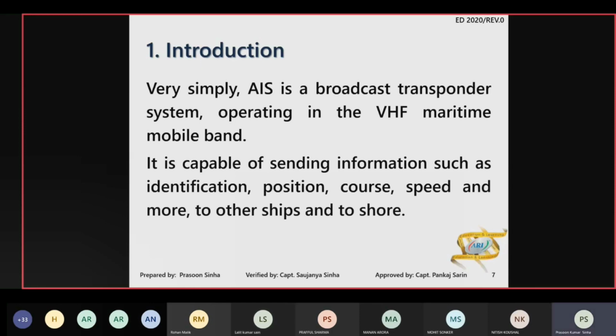Have we heard the word transponder any other place also? किसी और context में transponder सुना है आपने?